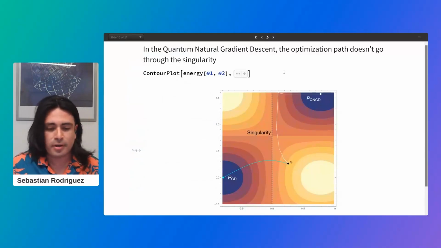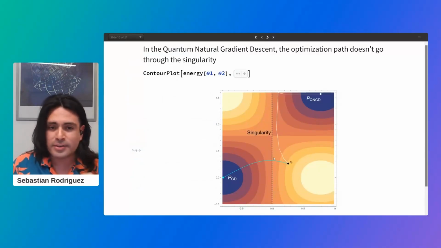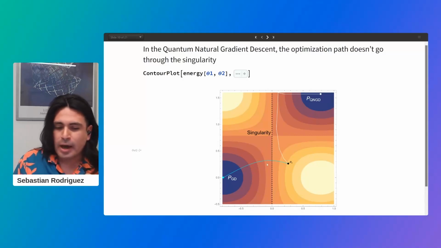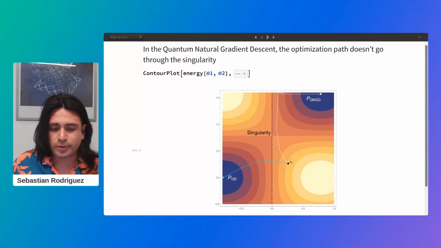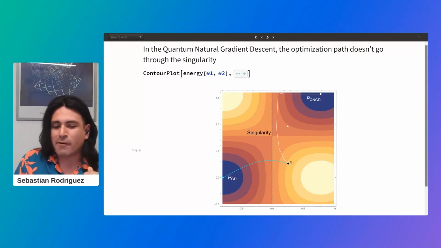As you can see, the regular gradient descent goes straight into the singularity and finds a minimal value. But on the other side, the quantum natural gradient descent process seems to avoid this singularity and find another minimum.